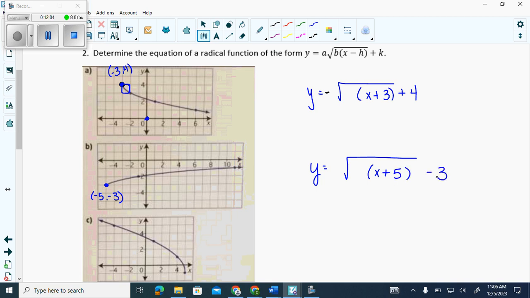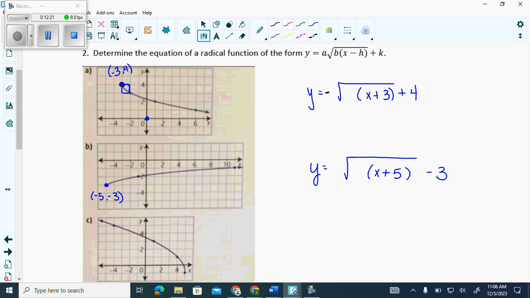Next, I do reflections. And you can do translations. Normally, you have to do them last, correct? Normally, you always do your translations last. You do all your stretches and reflections first, then translations last. With radicals, we can do translations first because of the fact that it starts at 0, 0. It's the only thing that can move them.